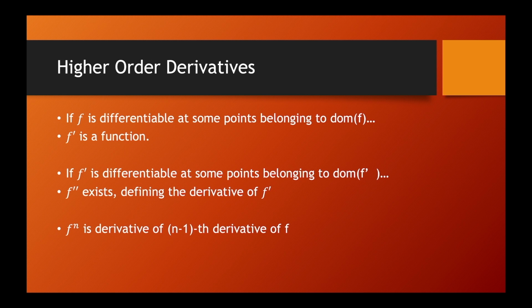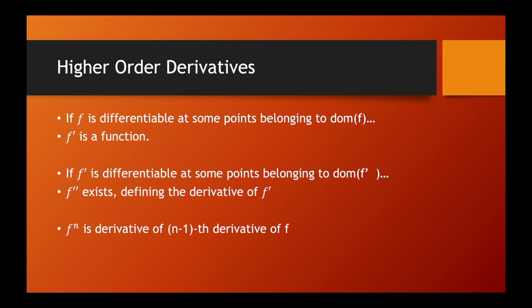And we can think of derivatives as functions themselves. So for example, if we have a function that is differentiable at some points belonging to the domain of that function, then the first derivative of that function is a function itself. Similarly, if that first derivative is differentiable at some points belonging to the domain of that first derivative function, then a second derivative function exists, defining the derivative of the first derivative function.